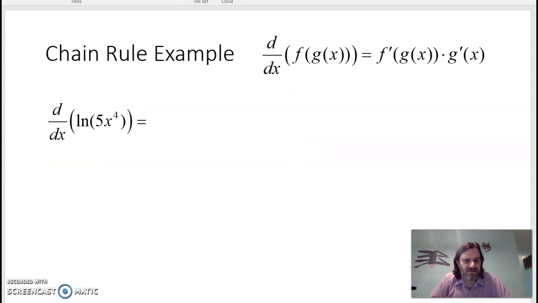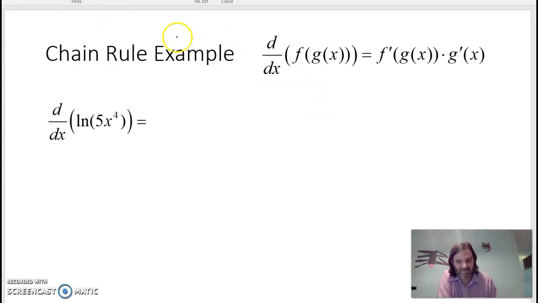So we're going to do the derivative of natural log of 5x to the fourth. And we're going to use that long version of the chain rule. Okay, the derivative of f of g is f prime of g times g prime. So let's identify our parts.